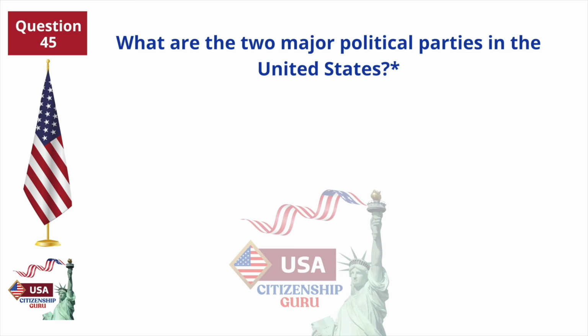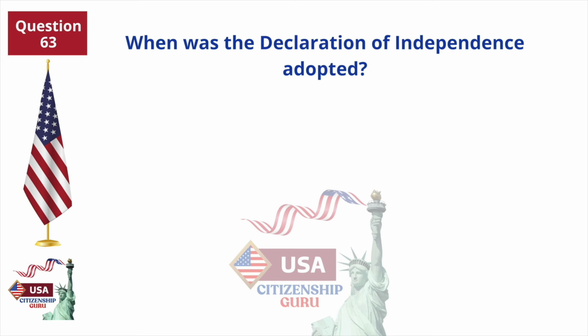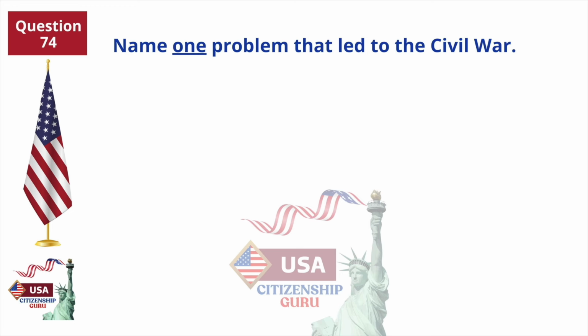What are the two major political parties in the United States? Democratic and Republican. When was the Declaration of Independence adopted? 4th, 1776. Name one problem that led to the Civil War. Slavery.